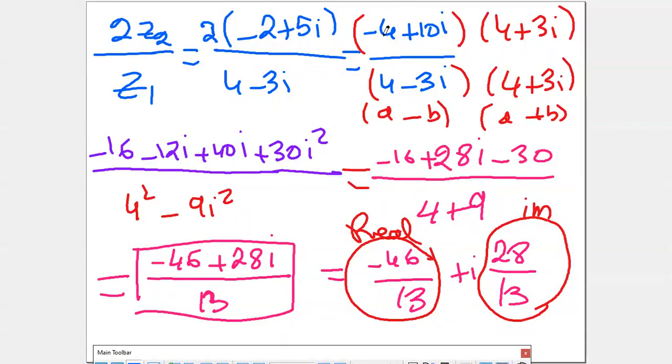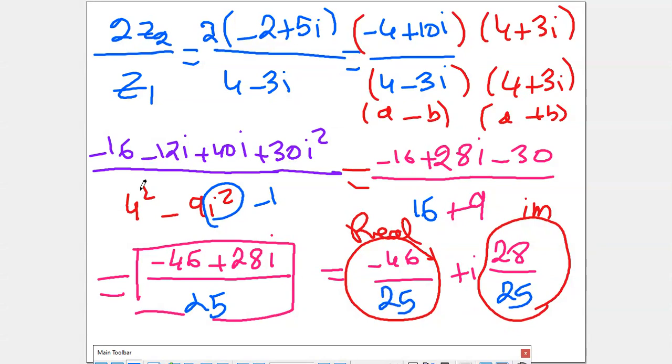I will distribute: minus 4 times 4 is minus 16, minus 4 times 3i is minus 12i, plus 40i, and plus 30i squared, over the denominator. This is a squared minus b squared, so it's 4 squared minus 9i squared. The i squared is minus 1, so it's going to be 4 squared, 16. Look at that, my mistake here, guys. Did you see my mistake? Yeah, the teacher can also make mistakes. So it's going to be 16 plus 9, so it's 25, the denominator. I did a big mistake, it's okay. 25. So 4 squared is 16 plus 9, so it's 25.